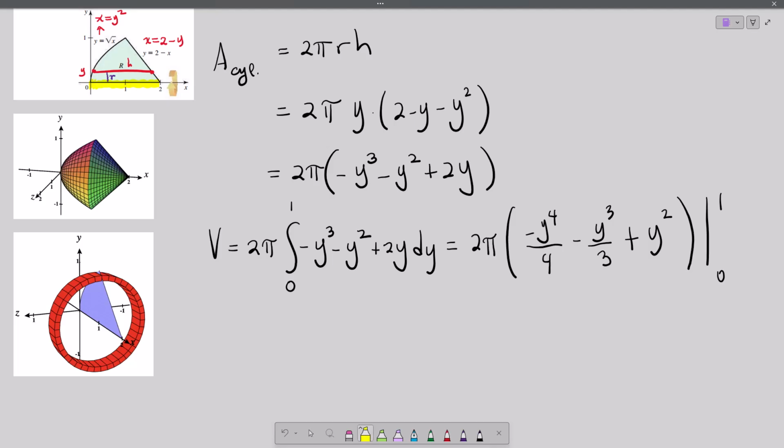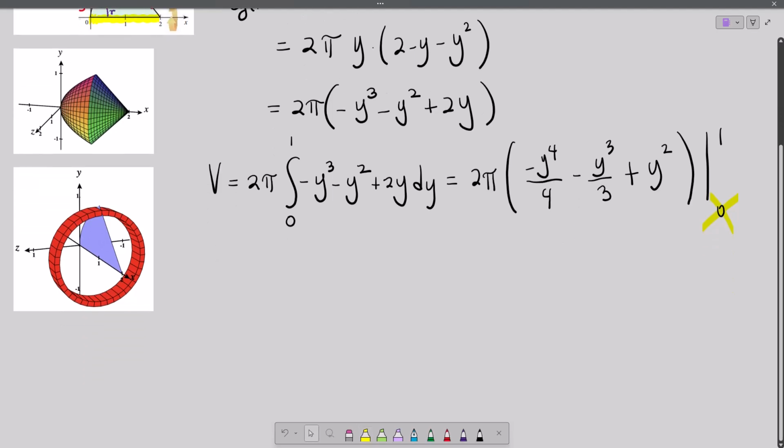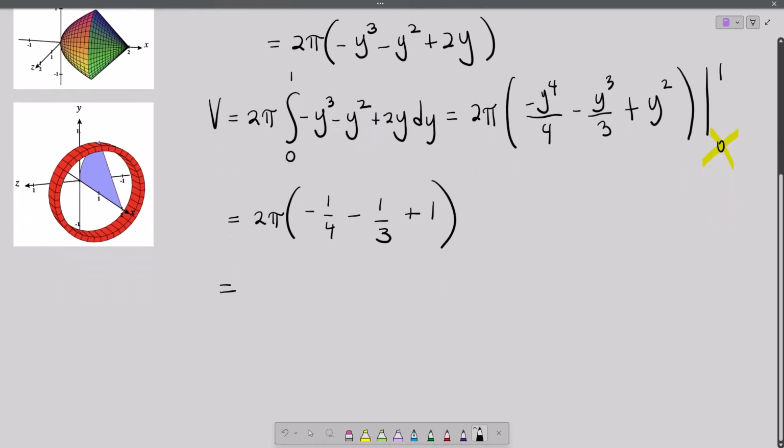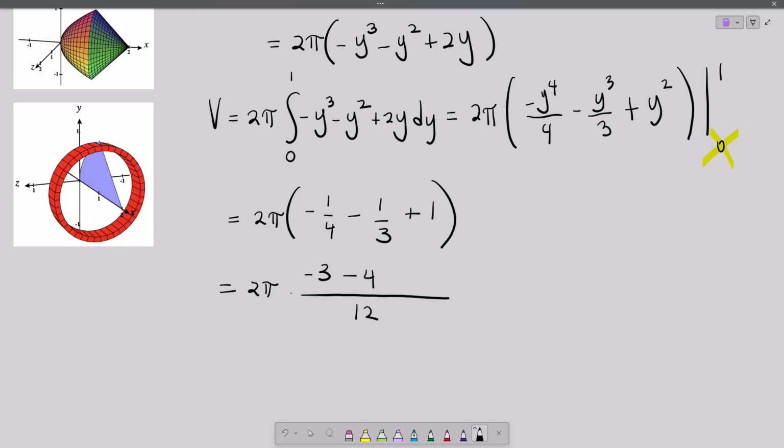Plugging in 0, is it going to give us anything? Nope. So we just have to plug in the 1, subtracting out 0. So we plug in a 1, we get minus 1/4 minus 1/3 plus 1. Now we just have to do some arithmetic here. We know that the common denominator is 12. So this one needs to be multiplied by 3, this one needs to be multiplied by 4, that one needs to be multiplied by 12. So what do we end up with? 5 in the numerator. And then a 2 out front can cancel into that 12 and give us 6.